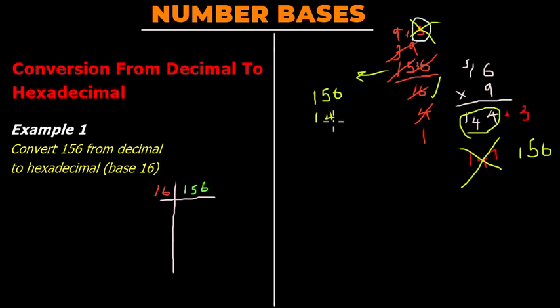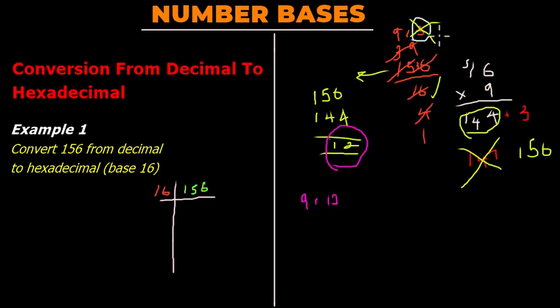Subtracting 144 from it. Now 6 minus 4 will give us 2. 5 minus 4 will give us 1, and then we can ignore this other one. So looking at it, we see that the remainder will be 12. So 156 divided by 16 will give us 9 remainder 12.